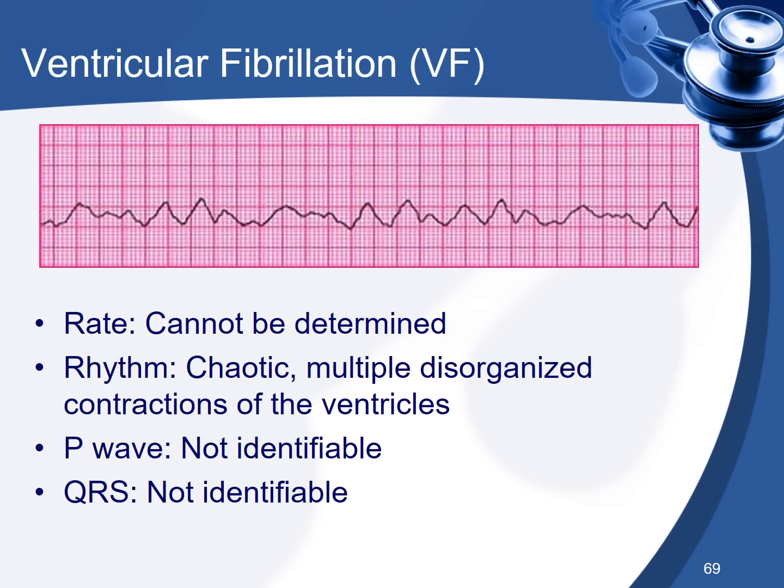Here what you're going to see is really kind of like a squiggly line. There is no rate, you can't determine anything, your monitor will show a 0. There really isn't anything that you can measure. This patient will always be pulseless. You will, more than likely, always see VTAC first and then VFib.